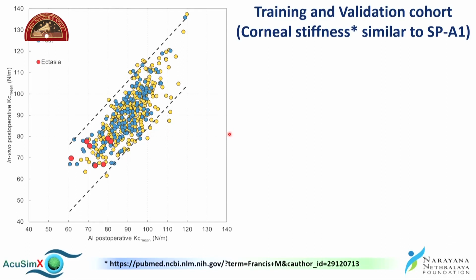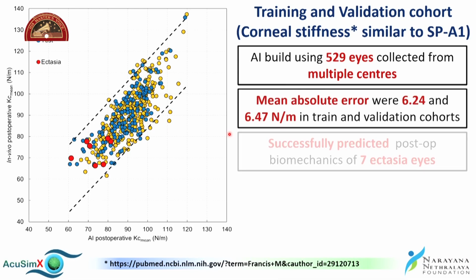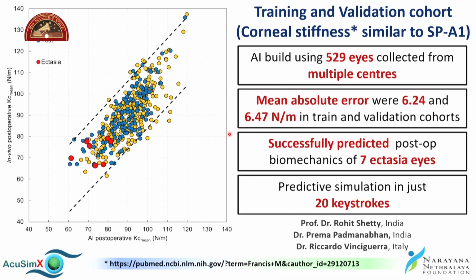if you look at how this software performs, this is a comparison of what was measured in a set of eyes, 529 eyes exactly in this case, on the y-axis, and what the software predicted. And what you can see is that there was a very good, almost 1:1 correlation between what was measured and what the software was able to predict. The red dots that you see on the plot are patients who ended up with ectasia. So we got an excellent accuracy in predicting which patients would probably end up having ectasia.